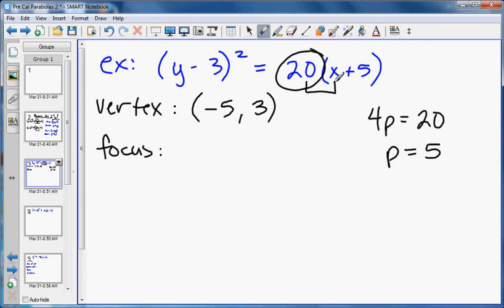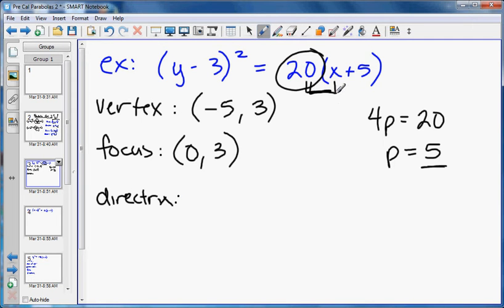To get the focus, I add my P, I add 5 to the X value of the vertex. That gives me 0, 3, because the focus is a point. Now the directrix is a line. Again, we are paired here with the X.